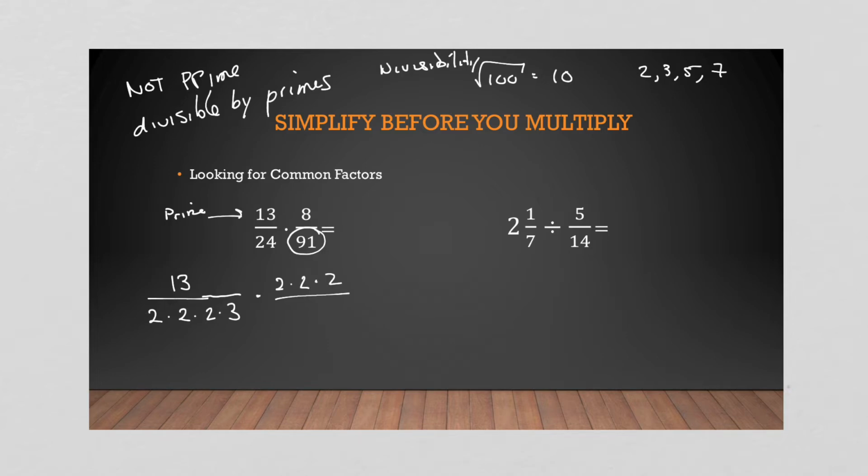Now, 91 is not even. I can't divide it by 2. 9 plus 1 is 10. Those digits don't add up to a number divisible by 3, so I can't divide by 3. 91 is not ending in a 0 or a 5, so I can't divide by 5. So the only prime that I'd be able to divide 91 by, if I could divide it, would be 7. So let's just try that. 91 divided by 7. 7 goes into 9 once with 2 remainder. 7 goes into 21 3 times. So that means 91 is 7 times 13.